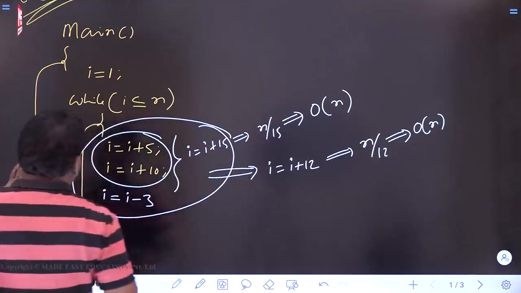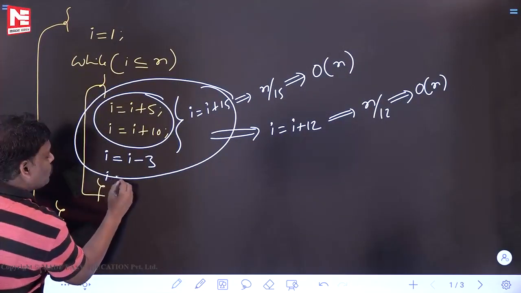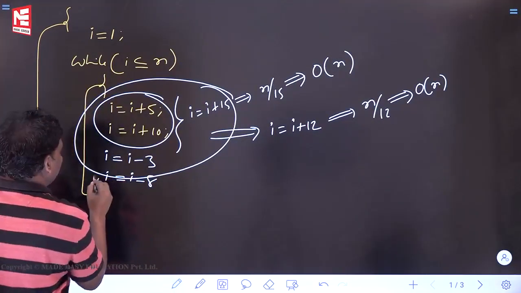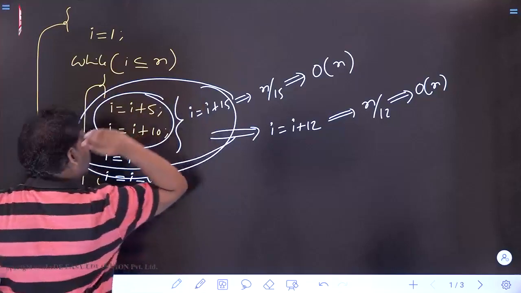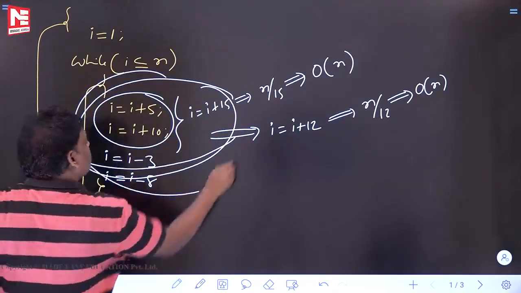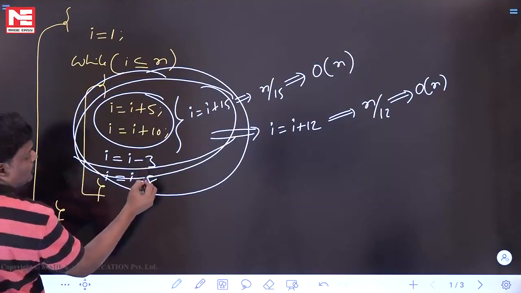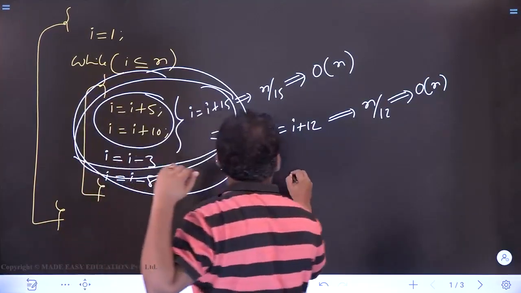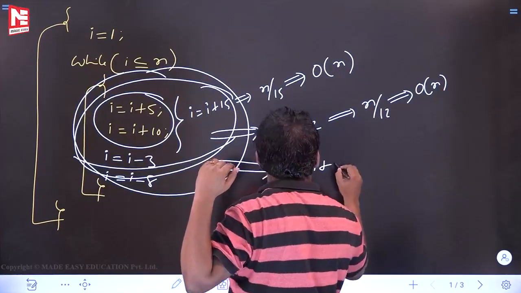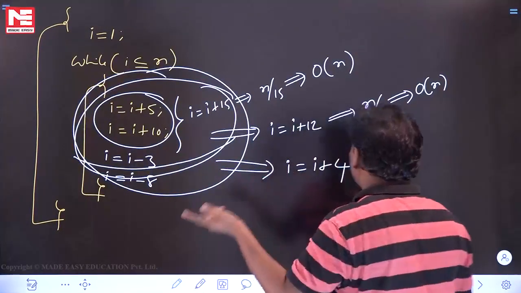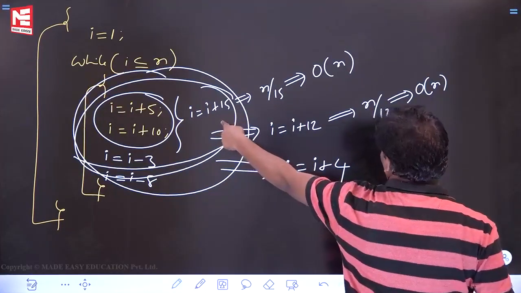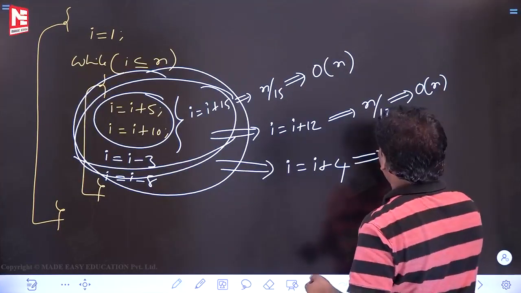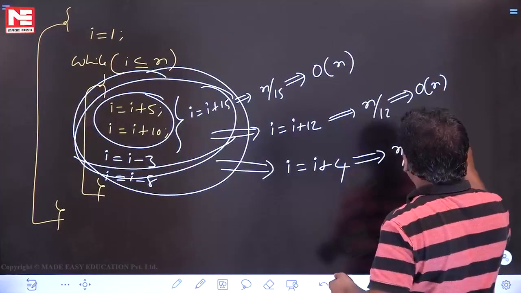Next one, some people are asking, sir, if I add like this also, what is the answer? i = i - 8. Until here, this is the story. If you add this also, overall what becomes? 3 subtracted, 8 subtracted, total 11 subtracted. From 15, if you subtract 11, what is the answer? i = i + 4. Previously 15 added, now 11 subtracted, so 4 remaining, which becomes n by 4, which is big O of n.